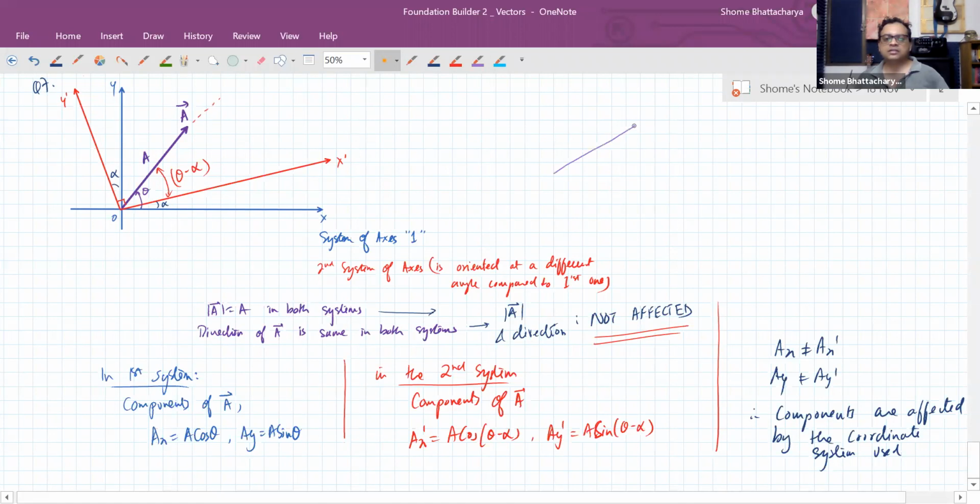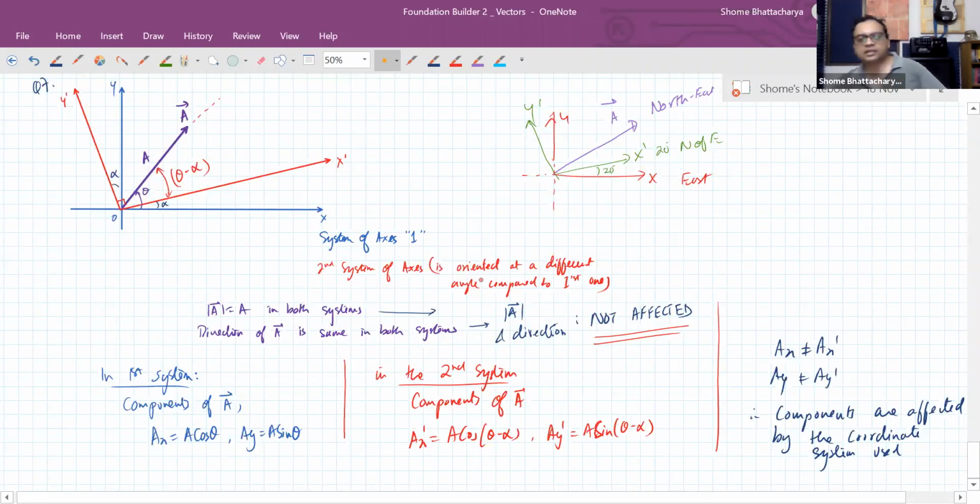Suppose my vector E is pointing towards northeast. Now one guy has taken his x-axis along east. Another guy has suppose taken his x-axis at some angle like this, suppose 20 degrees north of east. But this does not affect the direction of the vector A. The vector A is still pointing in which direction? It's pointing towards northeast. So the direction of the vector doesn't change.